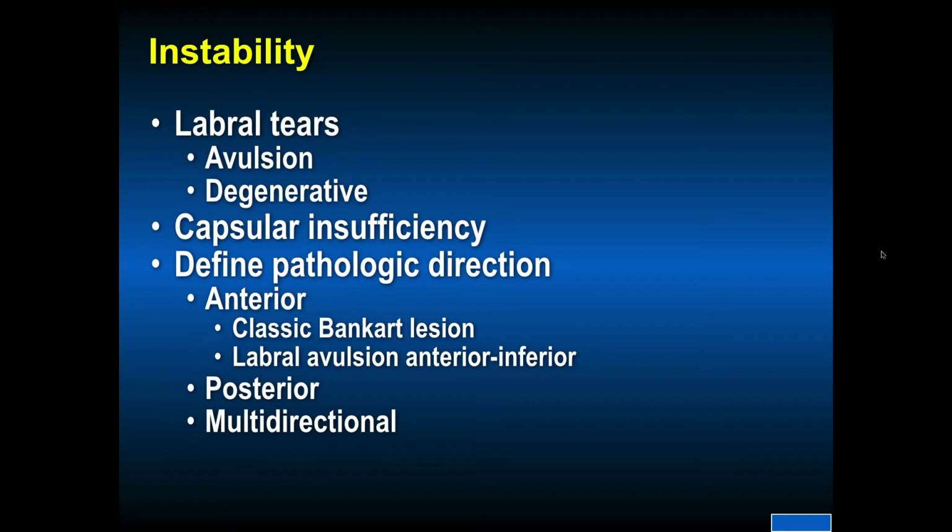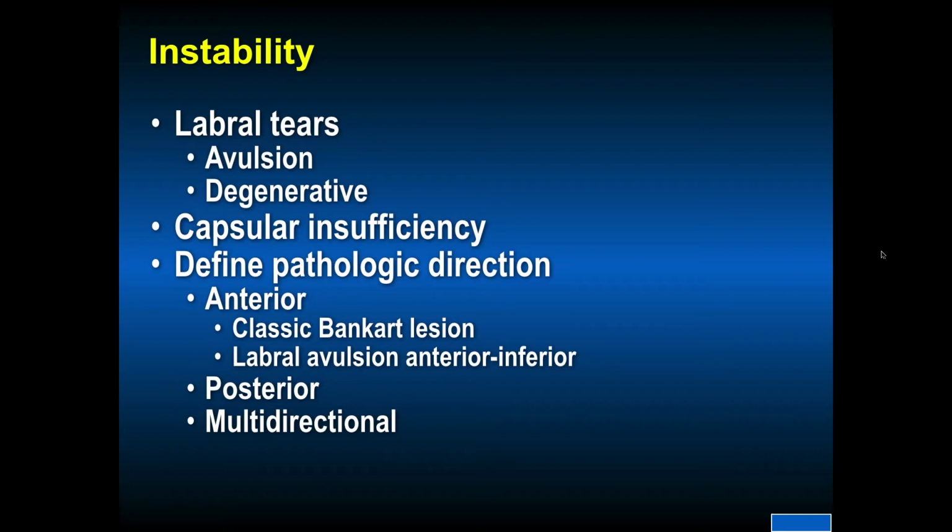The best labrum to fix is an acute dislocation where there's a bony Bankart lesion. We can put that back and they're very stable. However, it still takes about 6 months to return to a contact sport, and that's the earliest.